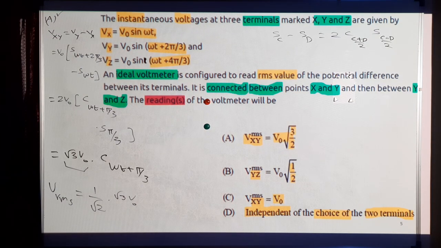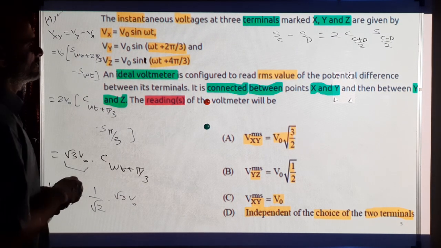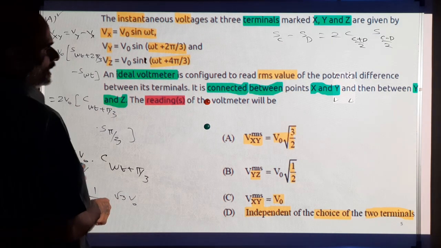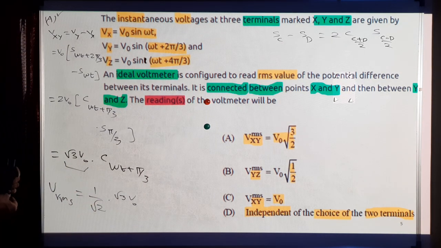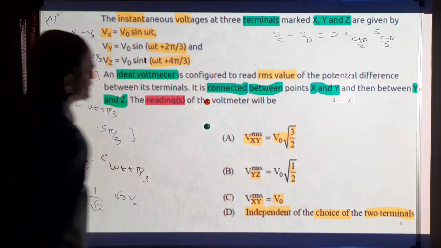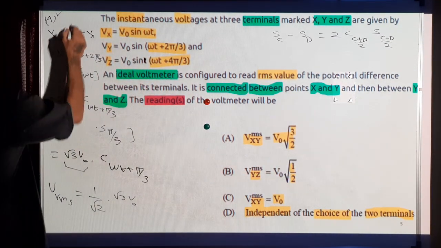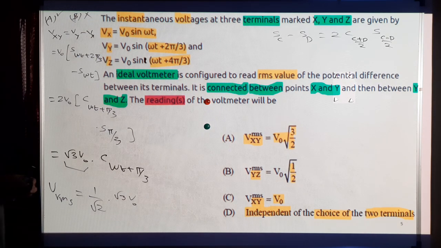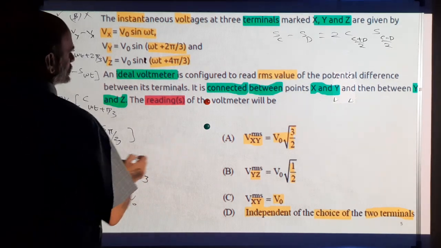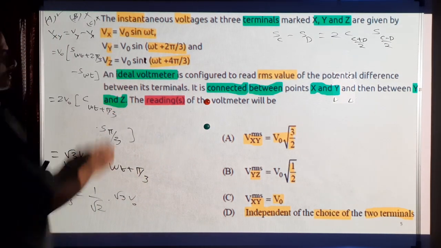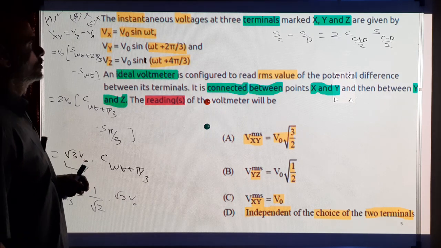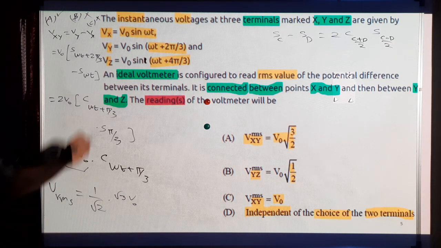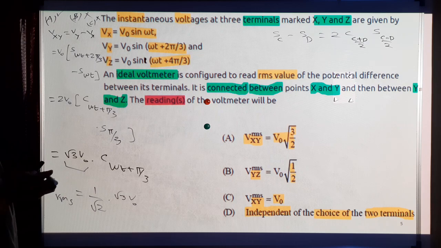RMS value of the voltage between x and y, which is Vy minus Vx. And Vyz, it's Vz minus Vy, the difference between these two, will come out with exactly the same thing. So root 3 factor is missing here, so B is not true. Option C is false because A is true. Option D, independent of choice of the pair, this is true because Vxy, Vyz, Vzx, all three will be same.